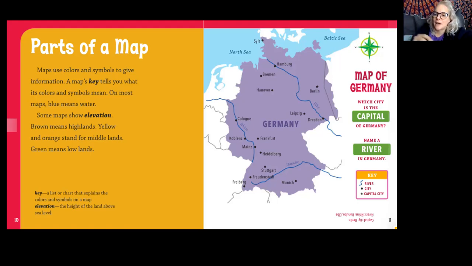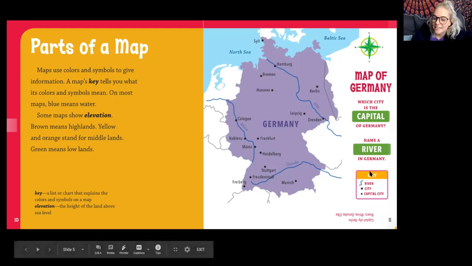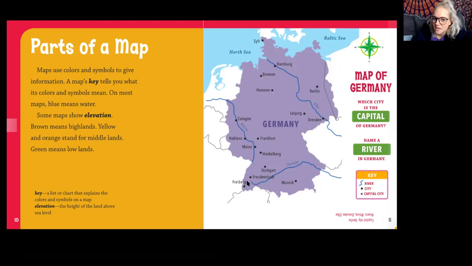So this is the map of Germany. And what it's showing us is, name a river. So you can see the rivers are in blue. And then the key right here tells us that the rivers are blue, the cities are just these little dots, and then the capital is what they use for stars. So Berlin is the capital of Germany. All of these are just different cities. You can see the ocean and the rivers.